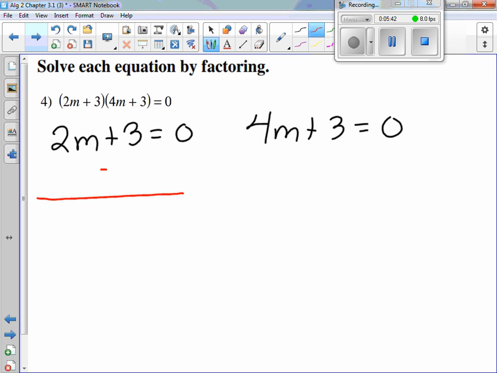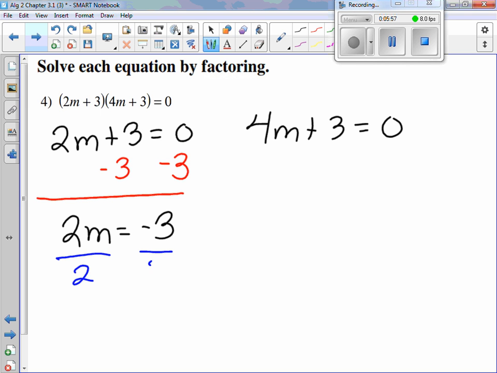So what do we do first? We would subtract 3 from both sides, which would give us that 2m is equal to negative 3. And then what? We would divide both sides by 2.